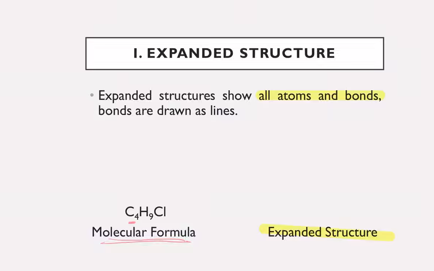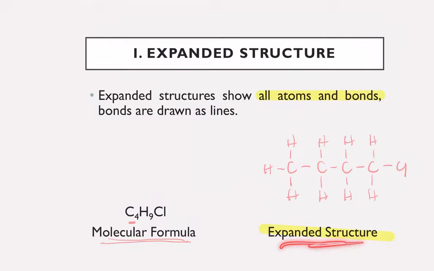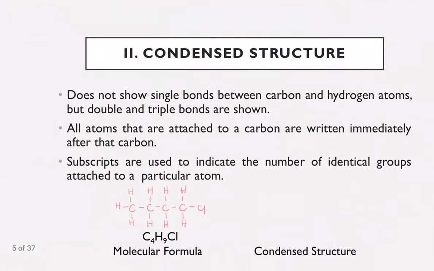So we see that we have 4 carbons. So we're gonna write down 4 carbons, and then you have Cl. Okay, so each of your carbon will have 4 bonds, right? So 1, 2, 3, 4, 5, 6, 7, 8, 9. Okay, so if you count your atoms and bonds here, you will have this exact number from your molecular formula. So expanded structure maksudnya tunjuk semua atoms and your bonds, okay?